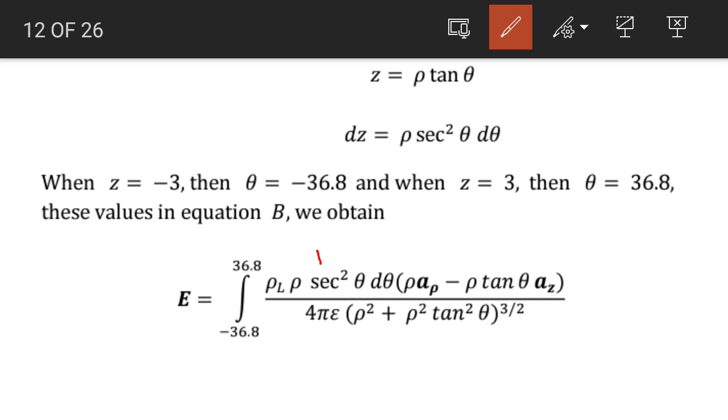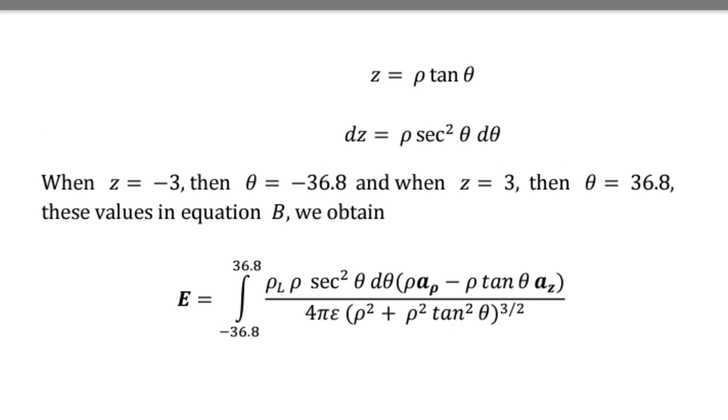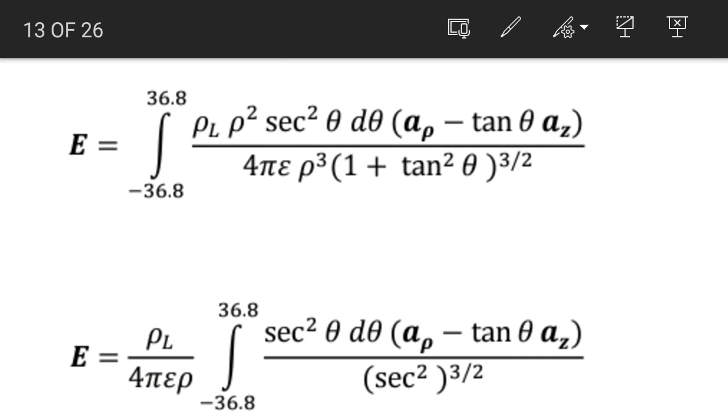dz is rho secant square theta d theta, then we have rho arrow, and then we have z over here, so z is rho tangent theta, then we have 4 pi epsilon, and then we have rho square in the denominator, and then we have z square, and z square is rho square plus tangent square theta. Let us simplify this equation. If we simplify this equation, we get the electric field intensity.